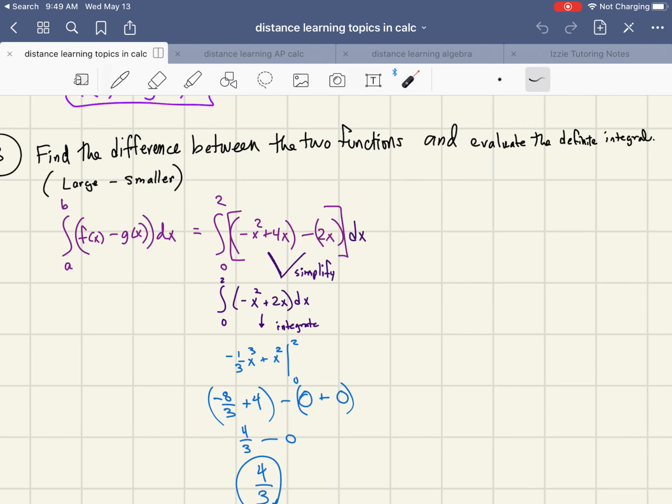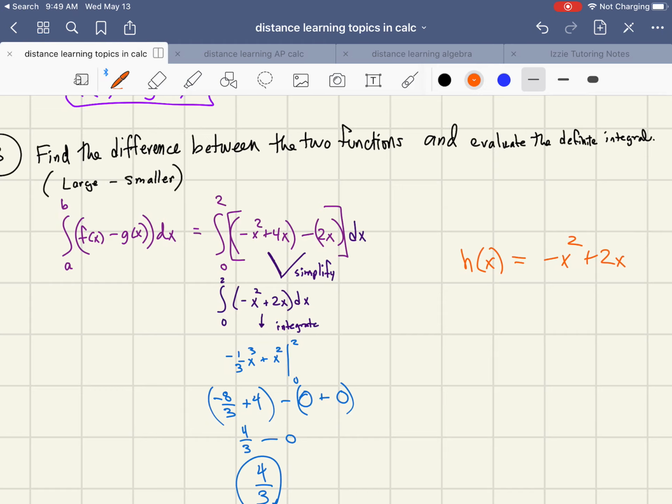So we are finding the difference between the larger and the smaller, so f minus g, because f is the larger function. And I've done that algebra first. So I basically come up with a new function. Essentially I'm looking at the function, we'll call it h, negative x squared plus 2x.